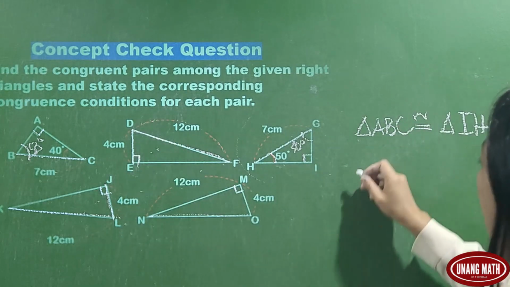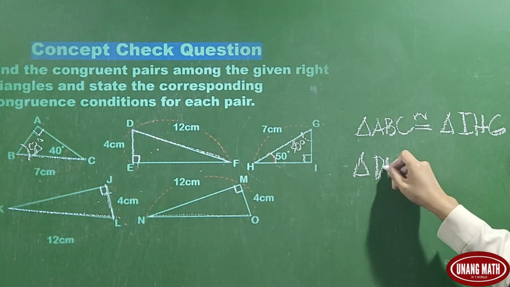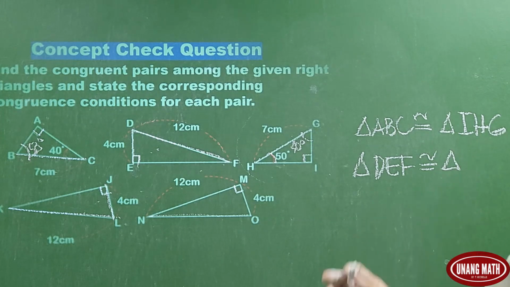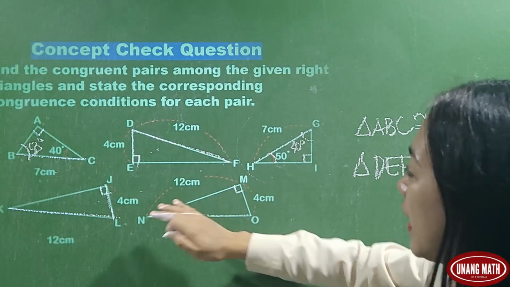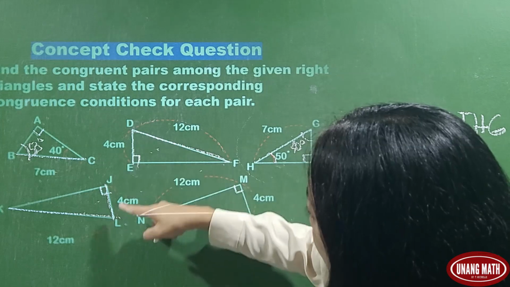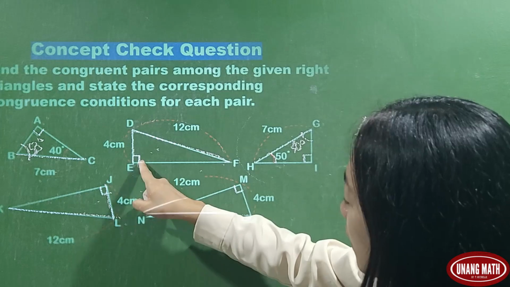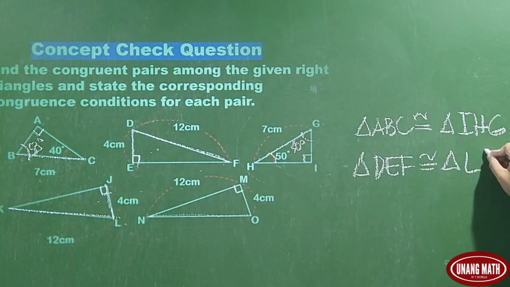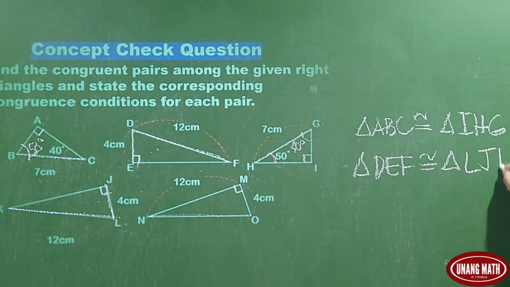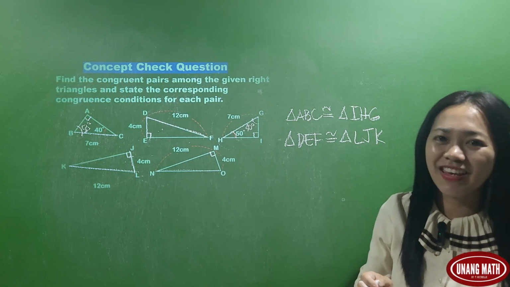So we can say that triangle DEF is congruent to triangle. Okay, again, let's check the corresponding points. So DEF. Okay, so we have here D, so that would be L. E with the right angle, so J. So it's going to be L, J, K. So triangle DEF is congruent to triangle LJK.